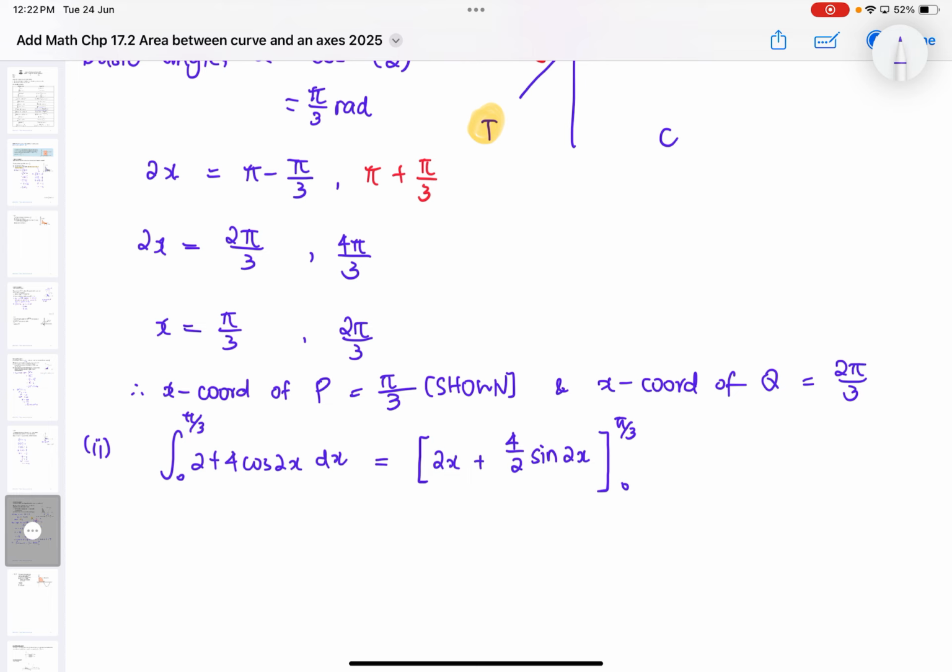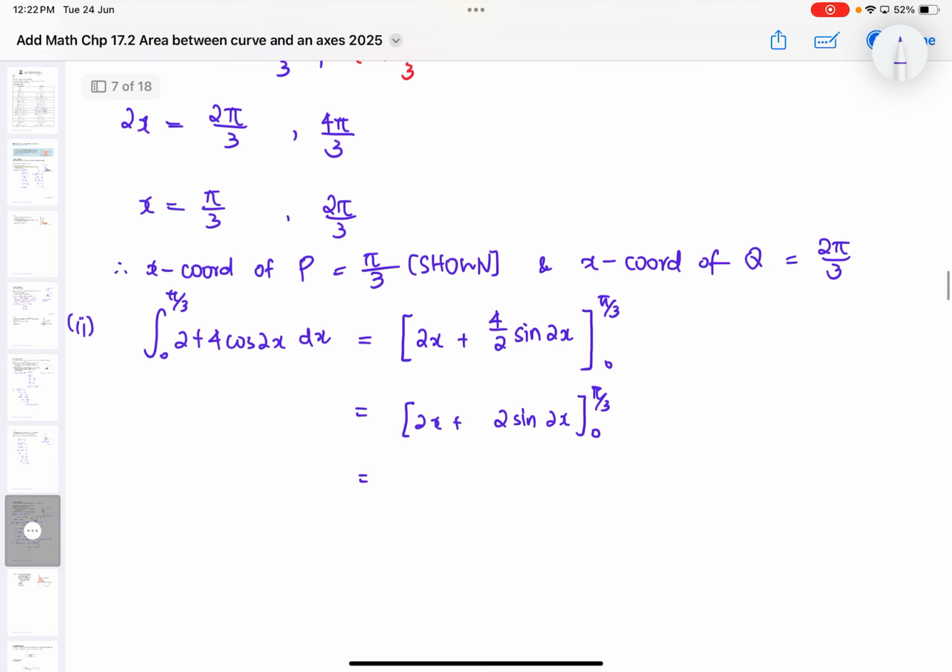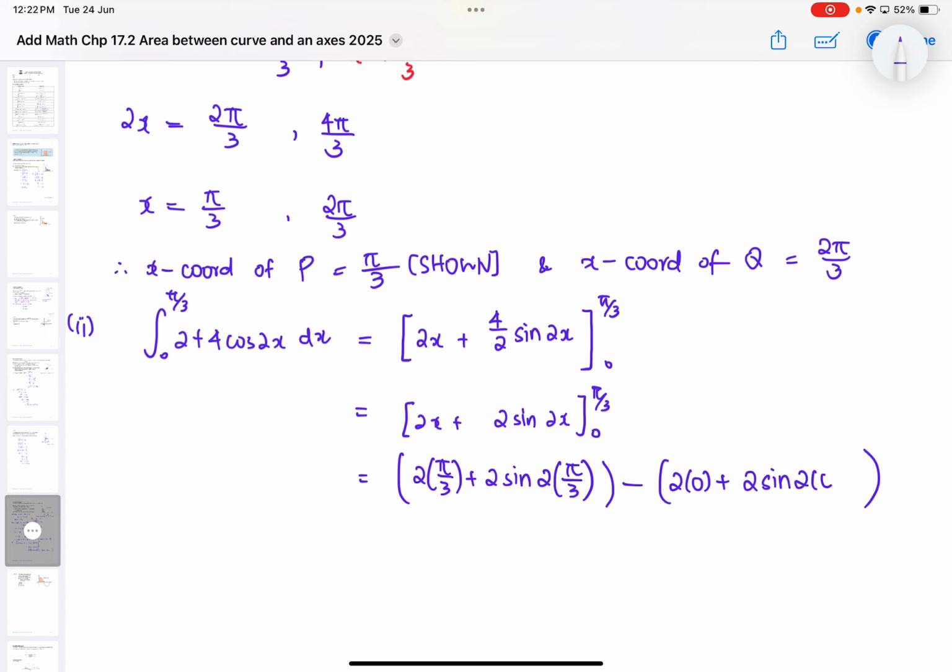Then from here, you just have to simplify. Always simplify first before you sub in your limits. So this will be, put 2 brackets around it. Always good to have brackets. 2 bracket pi over 3 plus 2 sine 2 bracket pi over 3 minus 2 bracket 0 plus 2 sine 2 bracket 0.